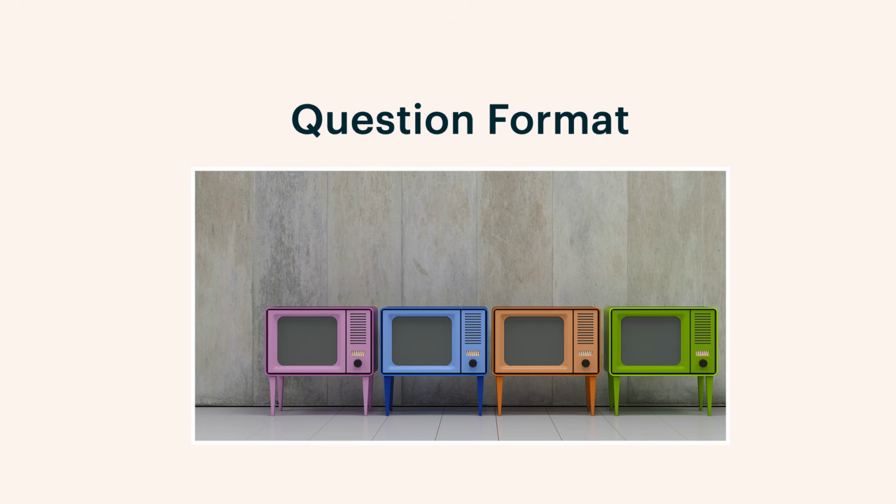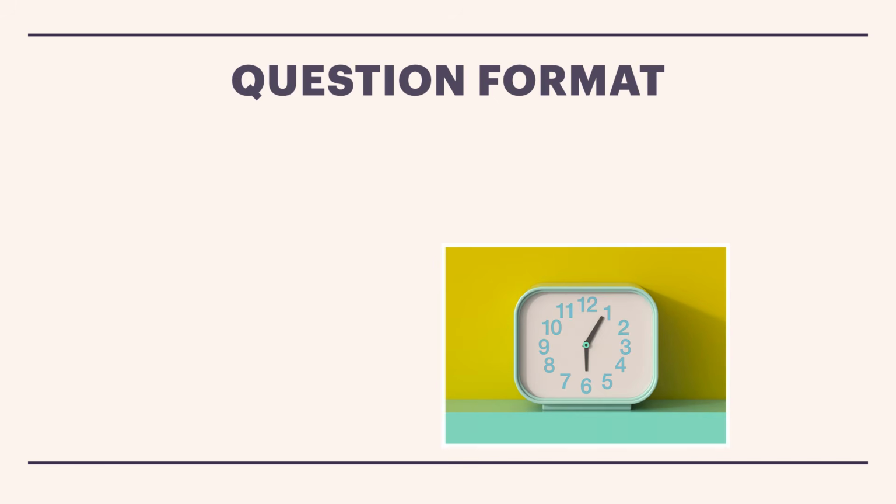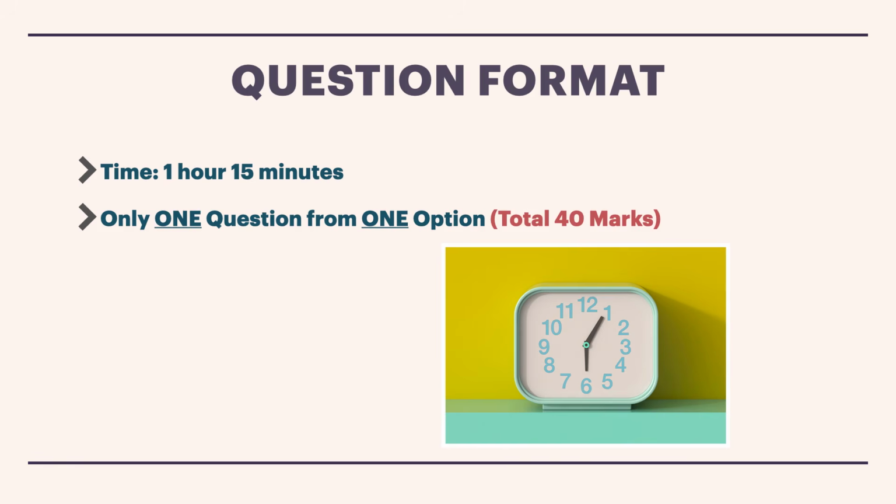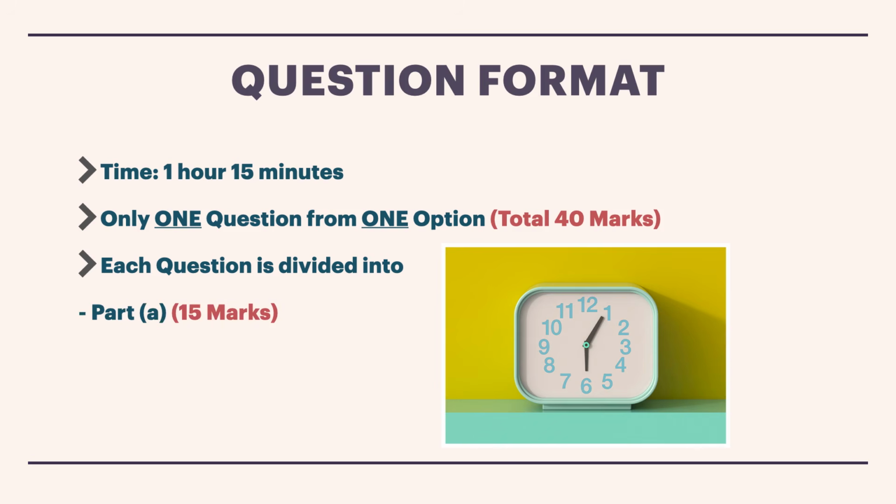Next, we will look at the question format of Paper 1. The duration of the paper is 1 hour and 15 minutes. This is the time you are required to answer only one question from one option. The total mark is 40. Each question is then divided into Part A and Part B. Part A is 15 marks and Part B is 25 marks.